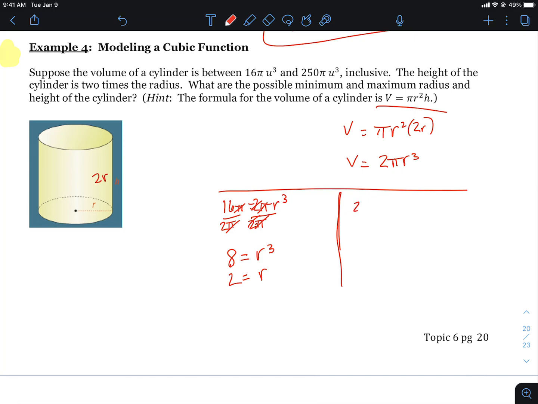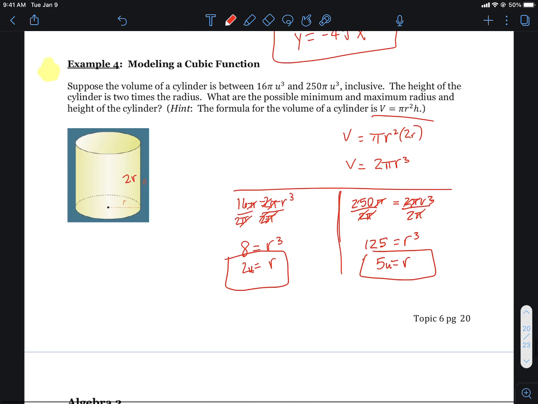And then now we're going to do the same thing with the 250. 250 pi equals 2 pi r cubed. We'll divide both sides here by 2 pi. The pi's should cancel out. The 2's will divide. 2 goes into 250 125 times. And then when you cube root both sides here, you'll get 5 for your radius there. So we can go ahead and put the units. They didn't really put any units here, so I guess 2 units and 5 units right there. And that would be the highest and lowest that those units could be.